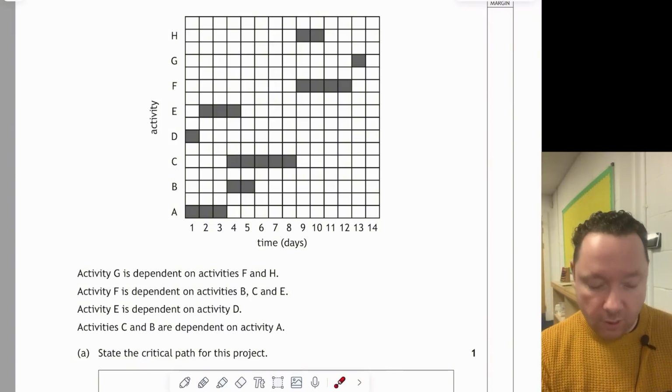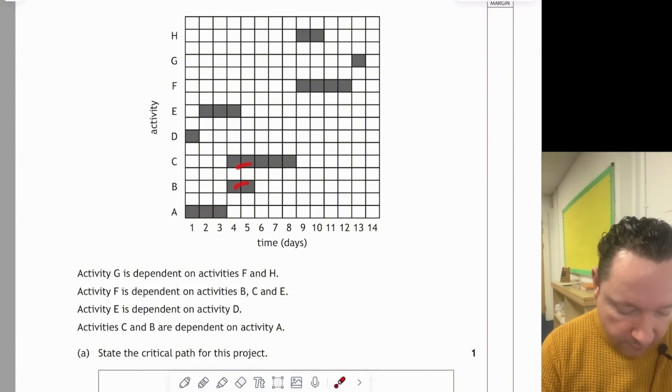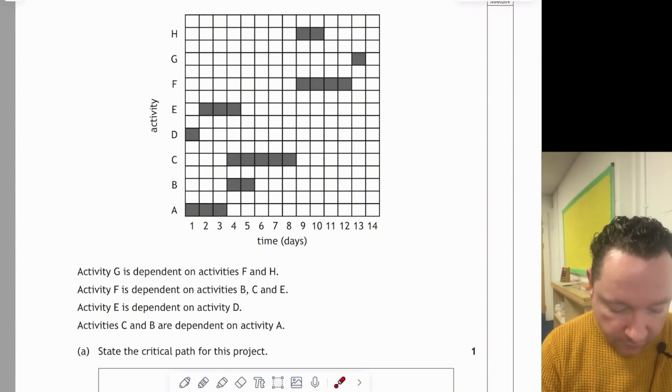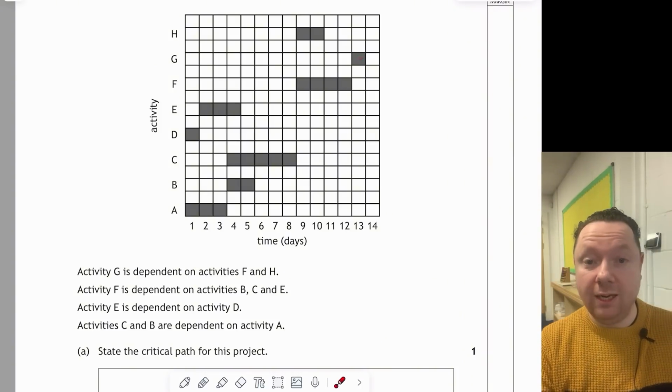What does that mean? Well, that means that if you look at A, you need to do A first before you go on to B and C. If you look at E, you need to do D first before you go on to E. If you look at F, you need to do B, C, and E first. And if you look at G, you have to do F and H first before you move on to G, which is what a Gantt chart usually shows.